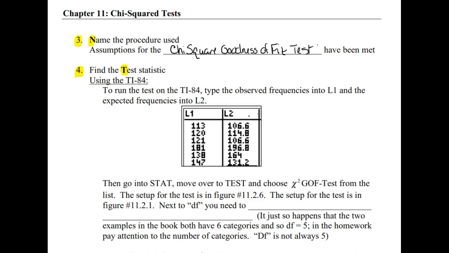Okay, that's my alarm that tells me I should be done with these things by now, but I'm not. All right, so assumptions for the chi-square goodness of fit test have been met.